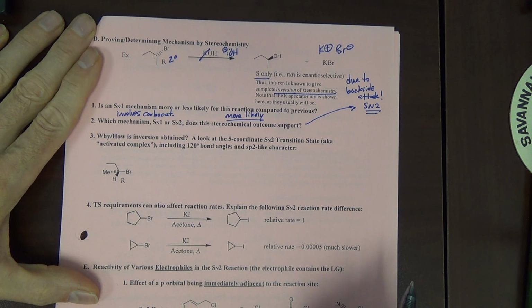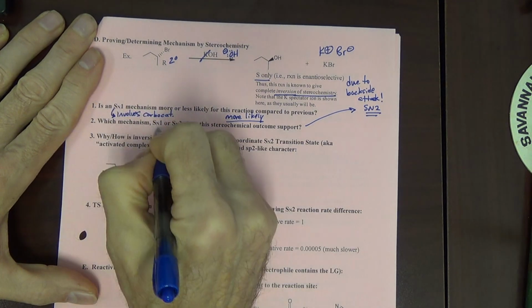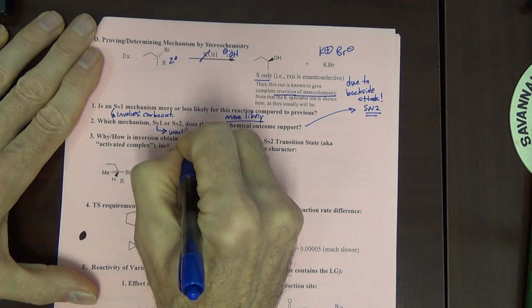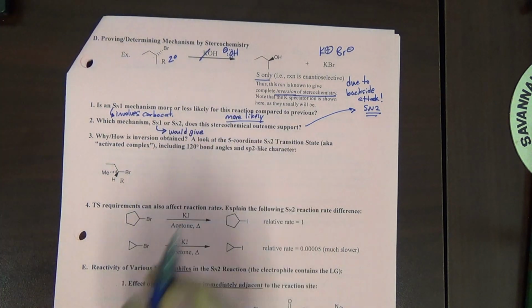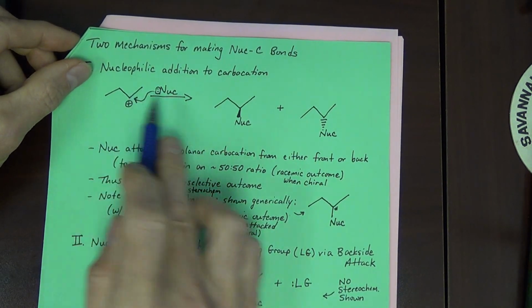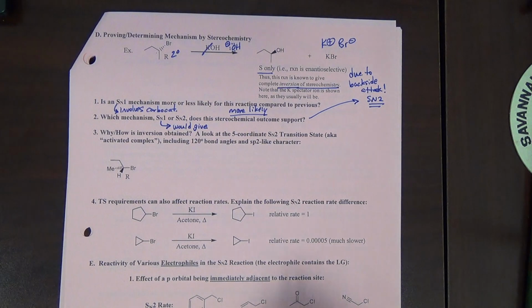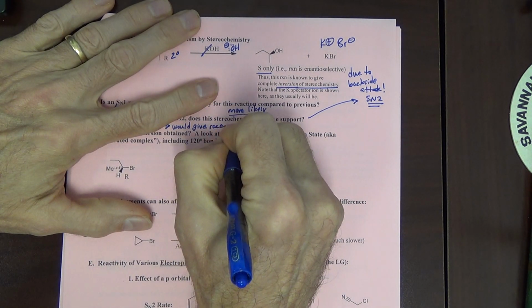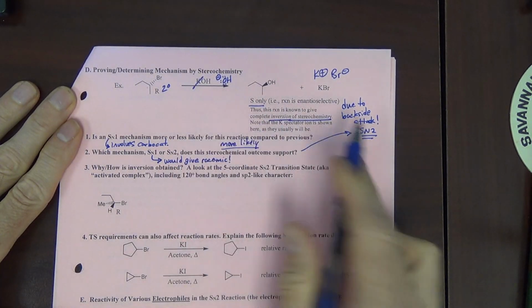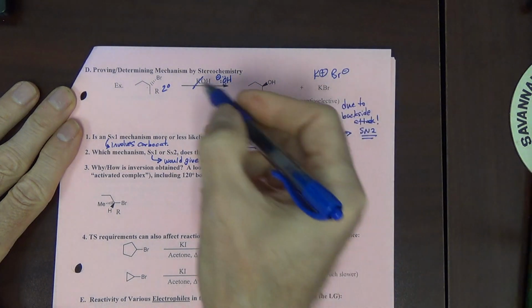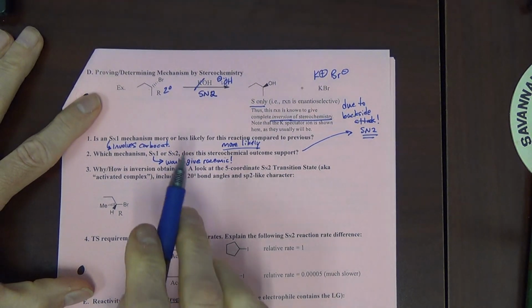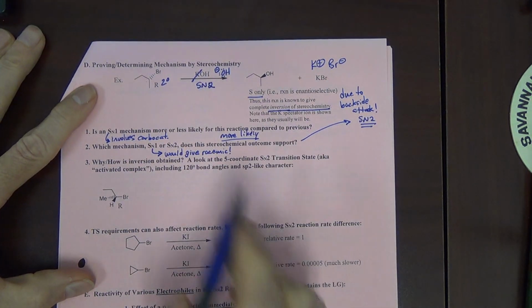If it was SN1, what would be the outcome? Well, if we attack a carbocation, we attack from both sides and we would get racemic. SN1 would give racemic. We did not get racemic. We got inversion. The mechanism of this reaction is thus proven to be SN2 by stereochemistry.